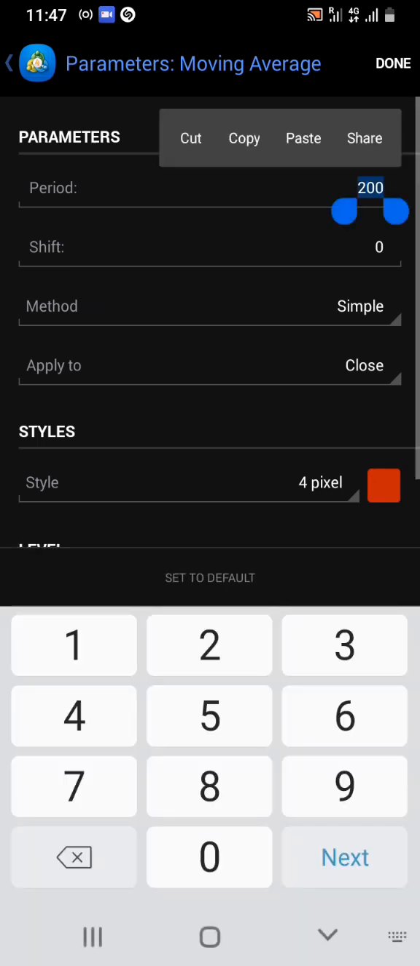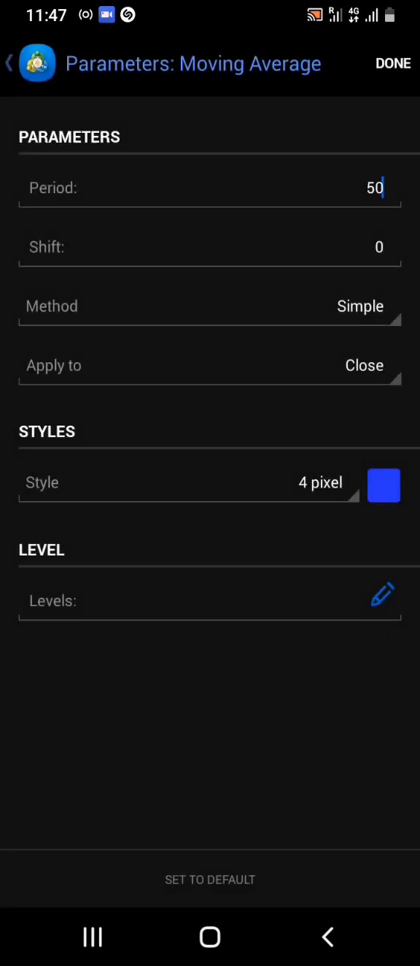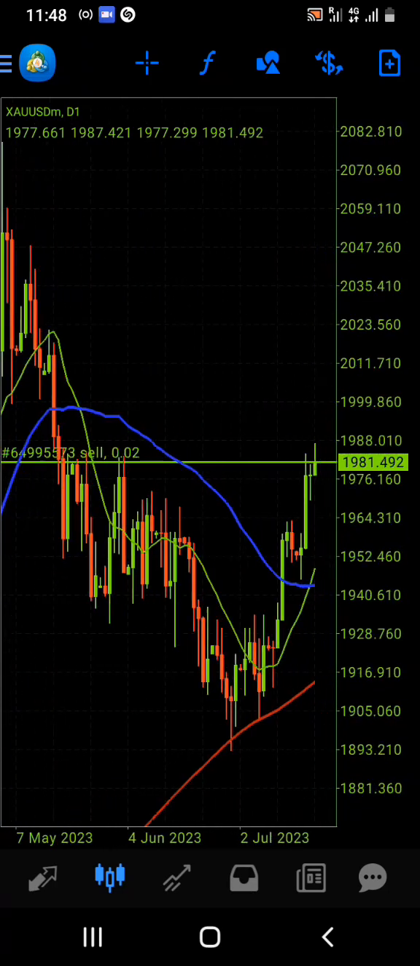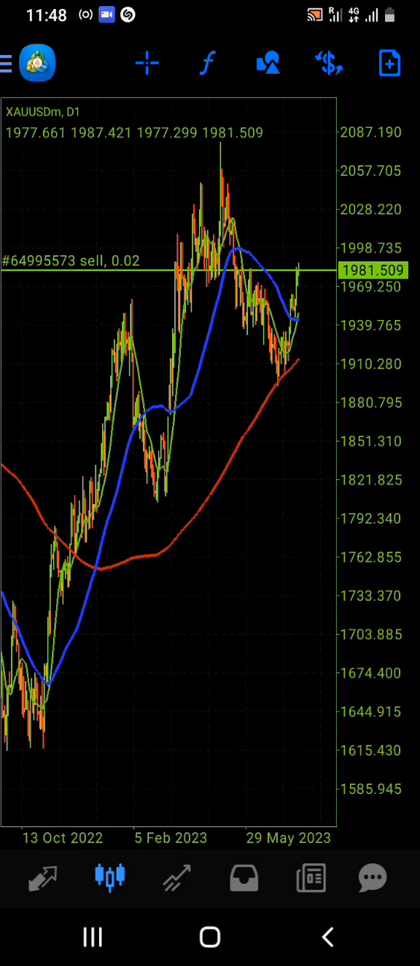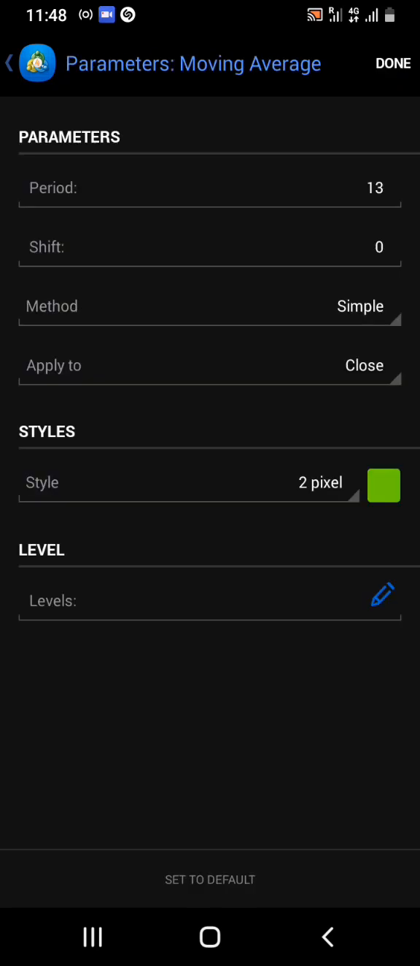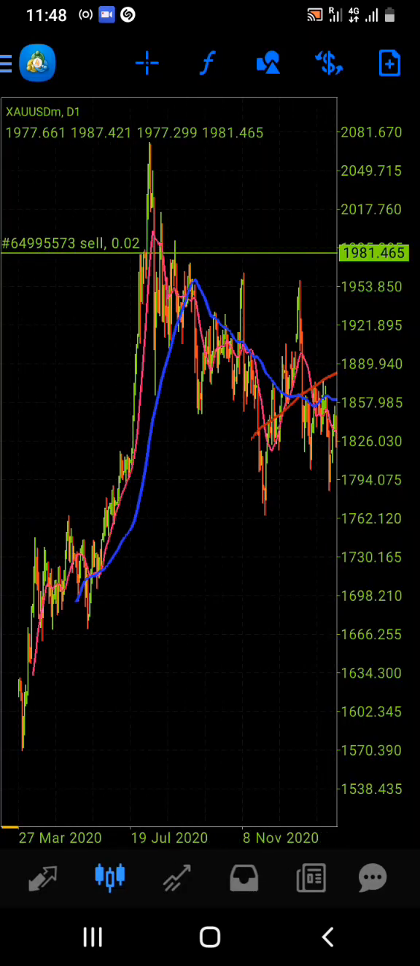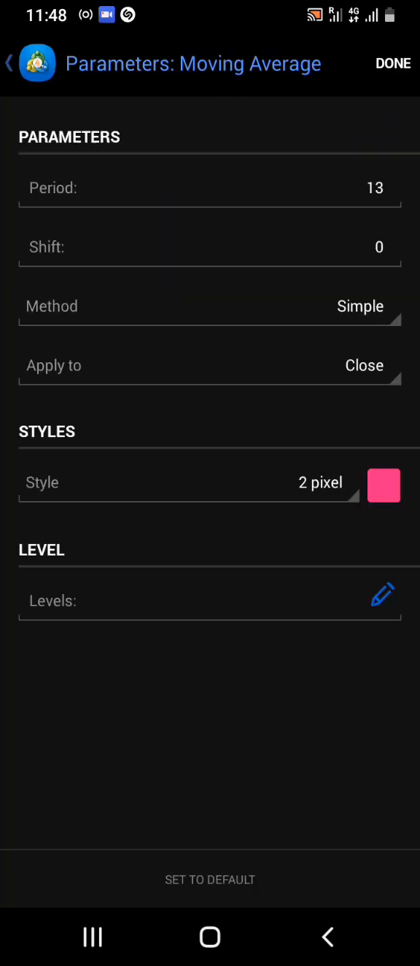We move on to our 50 moving average. As usual, the period we set to 50, the shift to 0, the method to simple, and we apply to close as well, and we set the color to 4. Once that is set and done, we just have to make sure that we do change the green moving average's color to a much more clear or visible color. In this case, I have first changed it to pink, but then I have realized that pink doesn't do us any justice, and I'm going to finally change the color back to white.